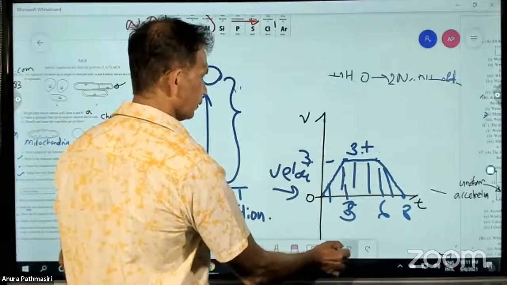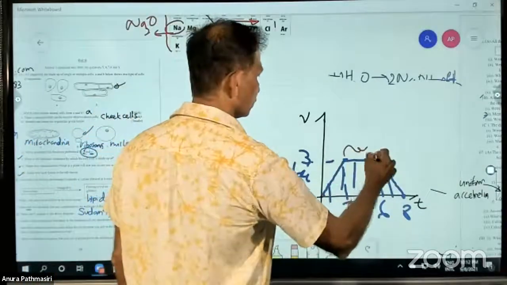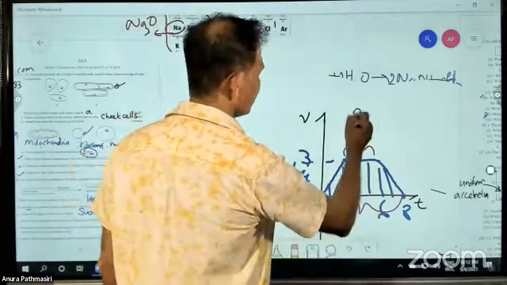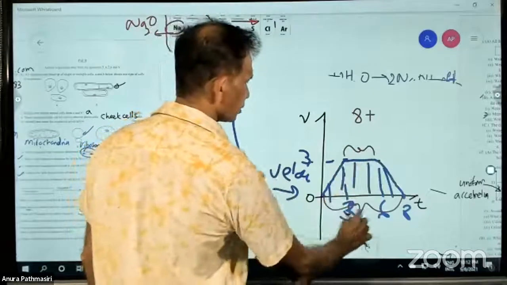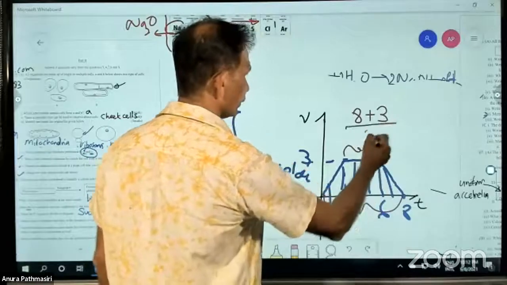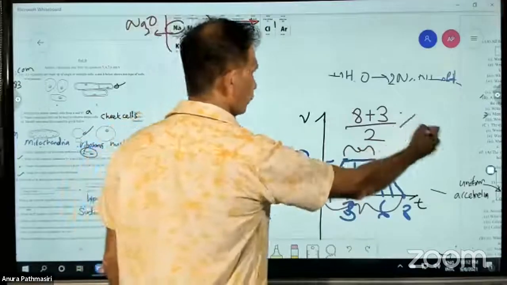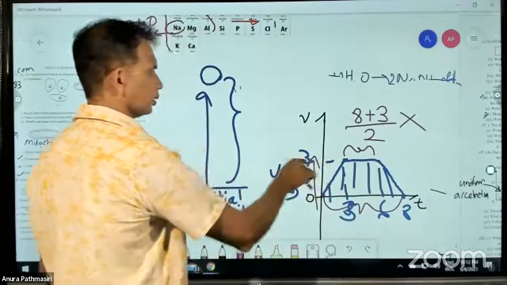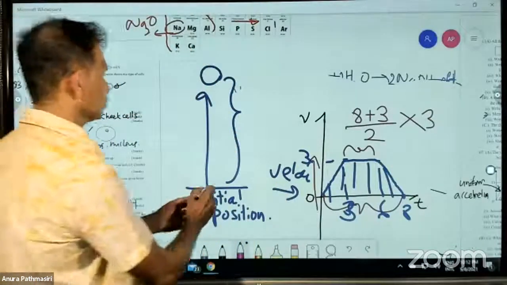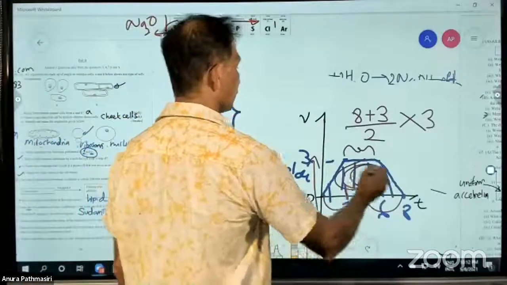Didn't get what I said? You have to add this length and this length together. This length is 8 plus this length is 6 minus 3, 3. Then you have to divide it by 2. Add this one and this one and divide by 2, and then multiply it by this height. That's 3. Right? So it has moved this much of length, represented by the area of the graph.